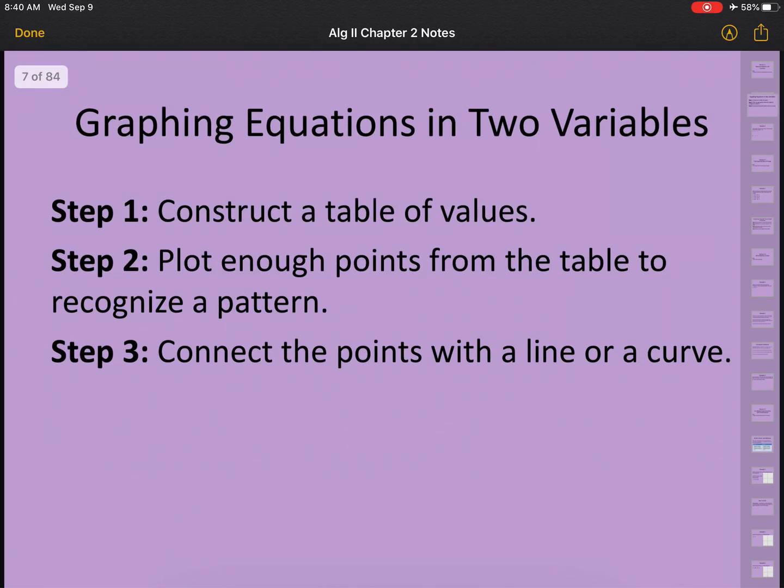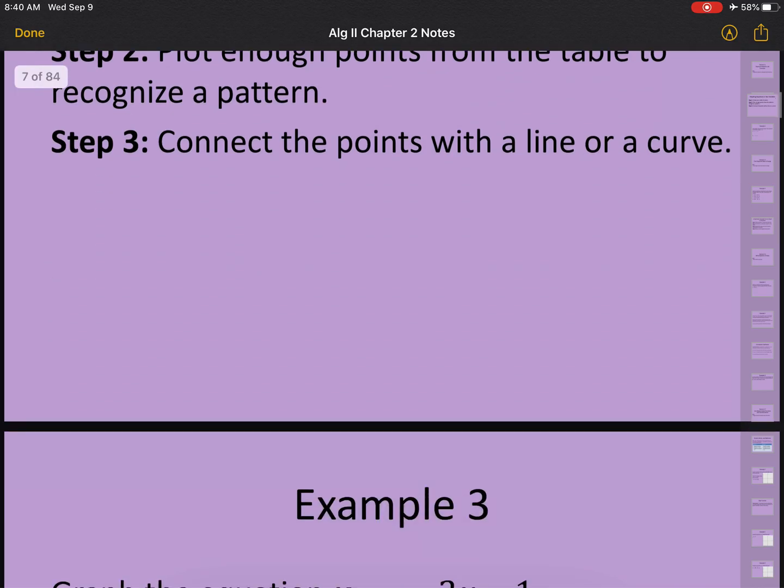Next up, we're going to graph equations in 2 variables. In order to do this, the first thing we have to do is construct a table of values, so our x values and y values. Then we plot those points from the table onto the graph to see a pattern. And the last step is to connect those points with a line or a curve.